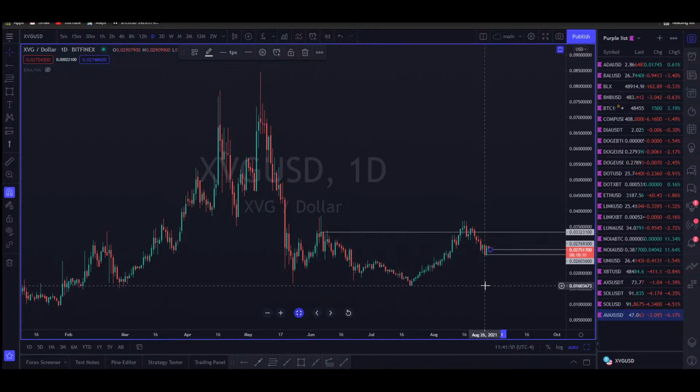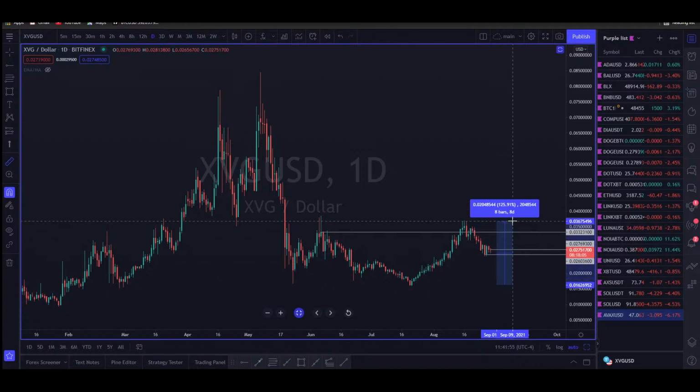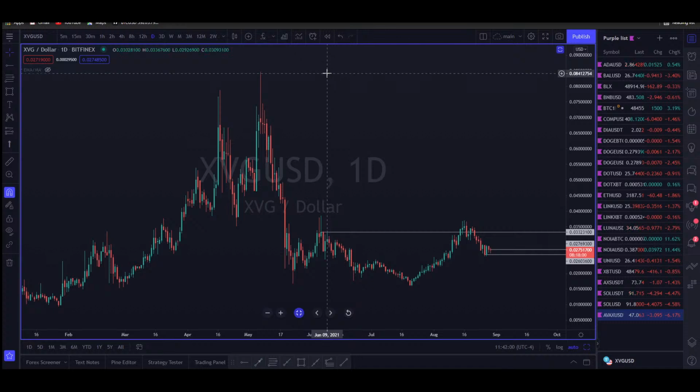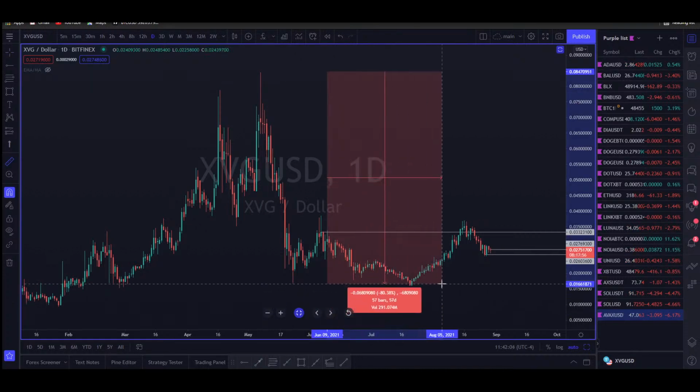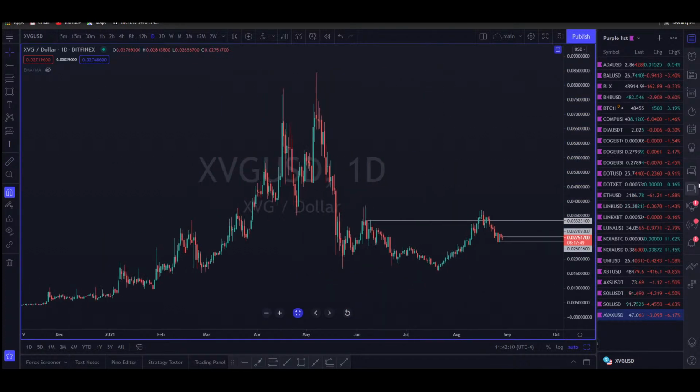Let's see how big of a move it had from the lows. 125%. So to be fair, man, that was such a massive sell-off. 80%. Crazy. Cryptos are crazy.